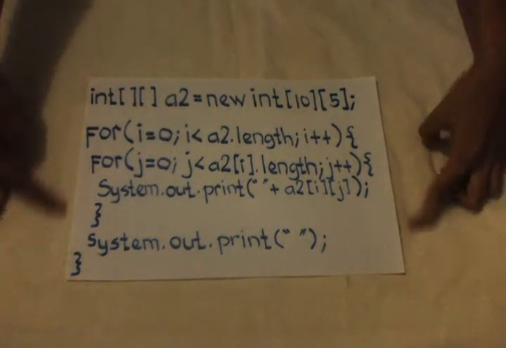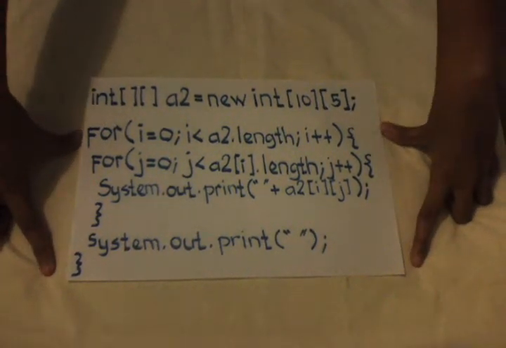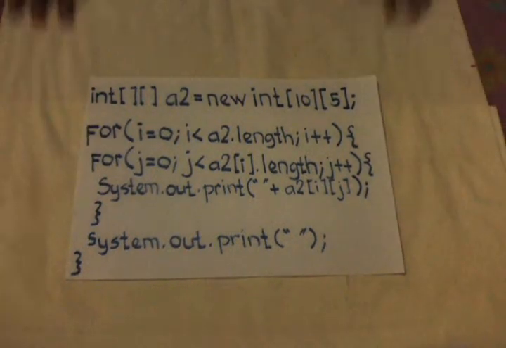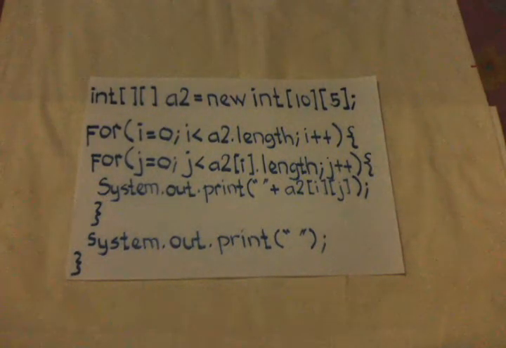And this nested for loop simply prints the array in rectangular form. So that's it for two-dimensional arrays.